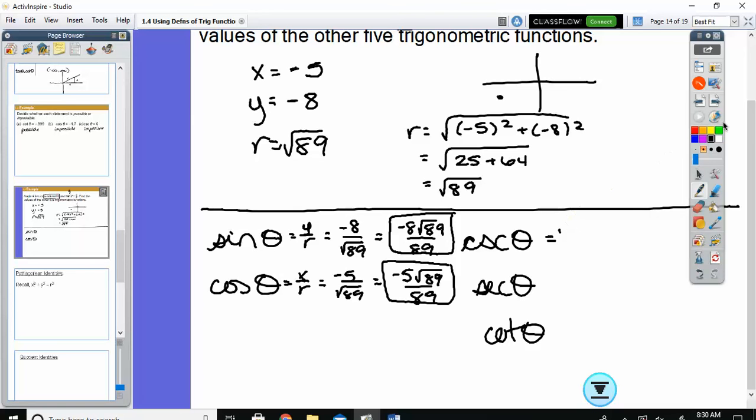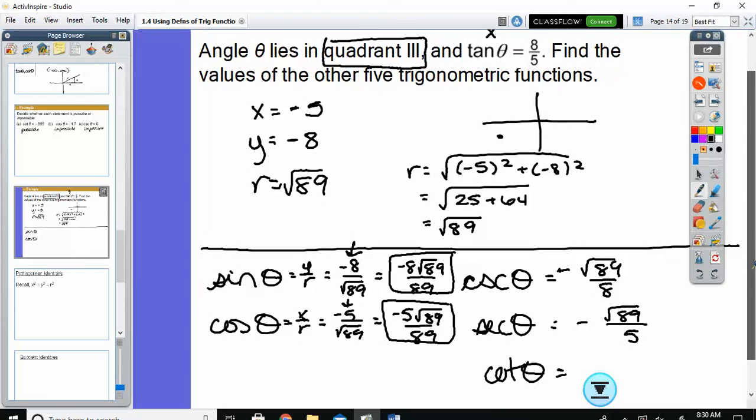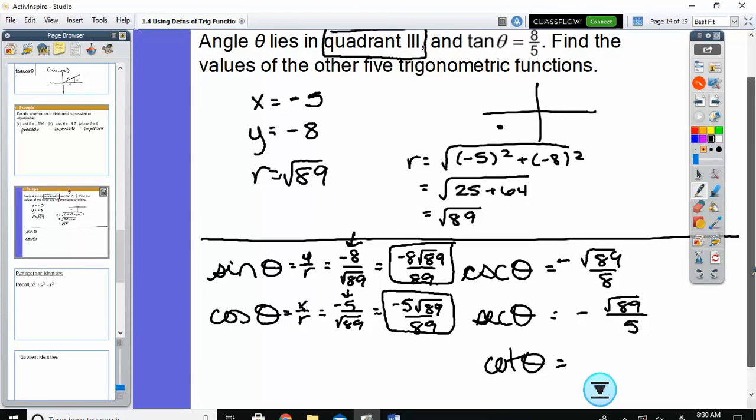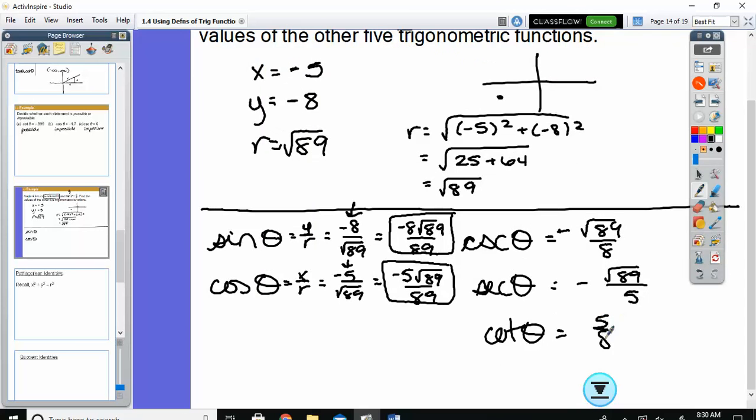Cosecant is the reciprocal of sine, and we talked about yesterday, where is it easier to flip? Yeah, so this would just be negative radical 89/8. Secant, you flip cosine, I would flip the one from before you moved the radical, so negative radical 89/5. I didn't do tangent because I already gave it to you in the problem. It was 8/5, so what's cotangent? 5/8.